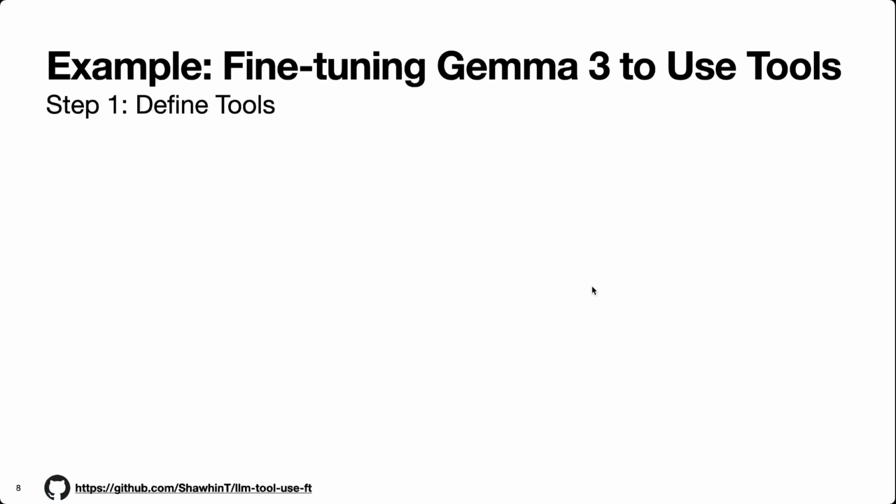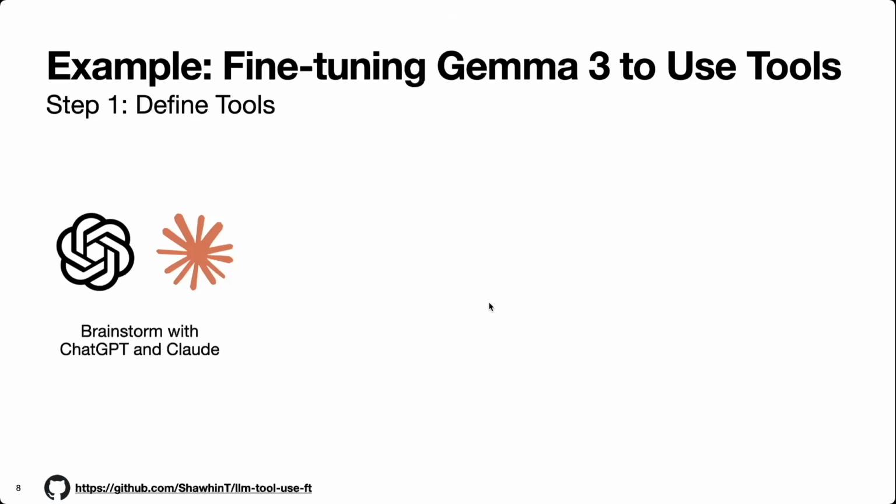The first thing we want to do is define tools. So my thinking here is I wanted to define as many tools as possible because I didn't want to just define 1 or 2 tools and risk the model only learns how to use those 1 or 2 tools and not generalizing to other types of tools. The way I approach this is I first brainstormed with ChatGPT and Claude separately, and I even went back and forth. So I'd get a list from ChatGPT, and then I would pass that list to Claude, and then I'd pass it back to ChatGPT.